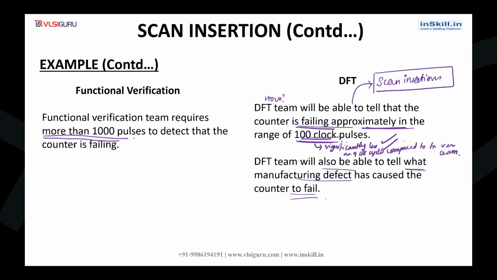We require significantly less number of clock cycles compared to functional verification in order to tell that the counter is failing. Why? Because in DFT we have gone for scan insertions, because of which we are easily able to control and observe our circuit. In order to gain controllability and observability of the design, we go for scan insertion. So that's why we require significantly less number of clock cycles compared to functional verification.